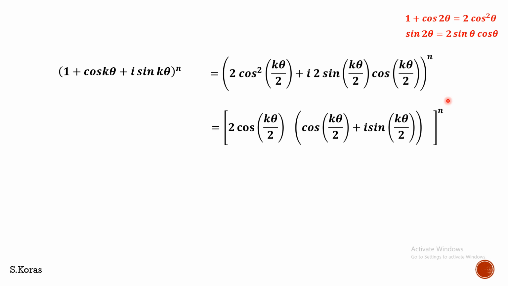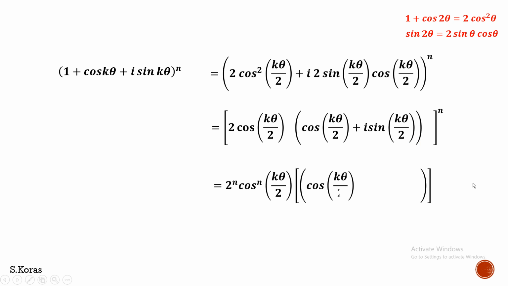Now if we apply the whole power n, it will apply to this 2 as well as to this cos k theta by 2, and to this whole bracket. So our result will be 2 power n, cos power n of k theta by 2, for this whole bracket, the whole power n. Now we can apply De Moivre's theorem very easily because it is in the form cos theta plus i sin theta.